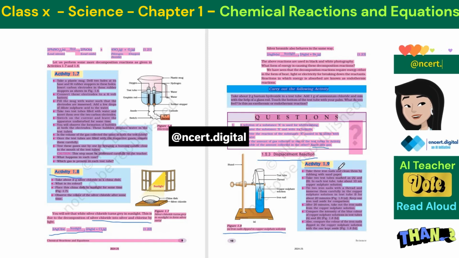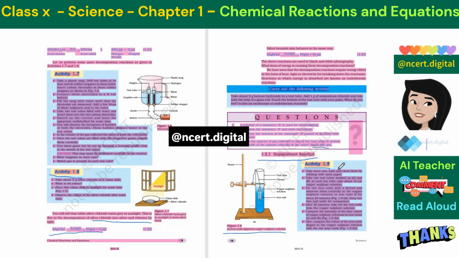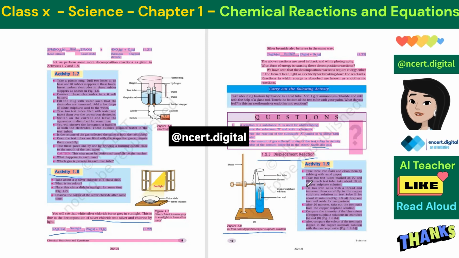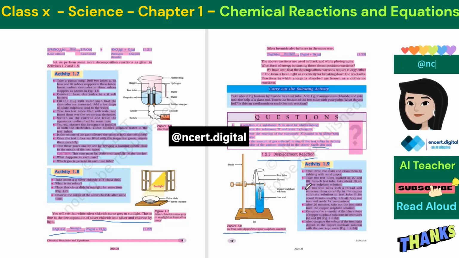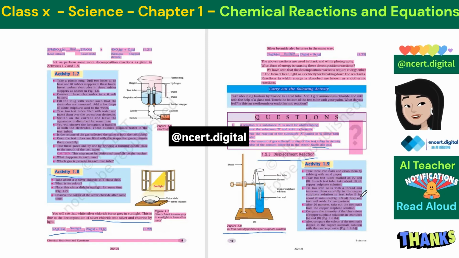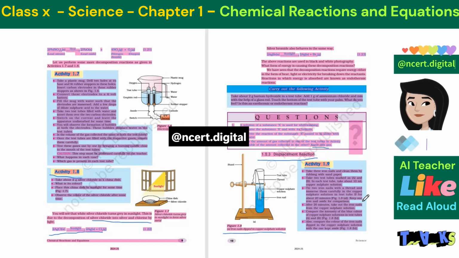Tubes marked as A and B. In each test tube, take about 10 milliliters of copper sulfate solution. Tie 2 iron nails with a thread and immerse them carefully in the copper sulfate solution in test tube B for about 20 minutes.